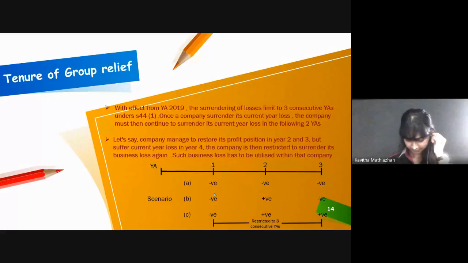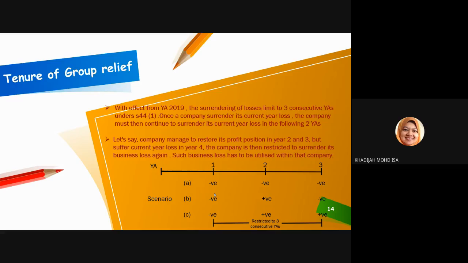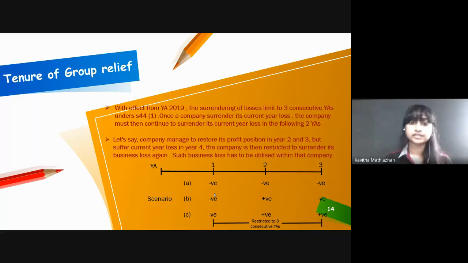is tenure of group relief. Section 44(1) provides that the surrendering of losses is limited to only 3 consecutive years of assessment, which means that if the company already surrendered their current year loss in the first year, the second year, and the third year, then in the fourth year they are not allowed to surrender their losses. In another case, let's say the company managed to restore its profit in years 2 and 3, but suffers current year loss in year 4, they still cannot surrender their business loss again, because it is restricted to 3 years only.